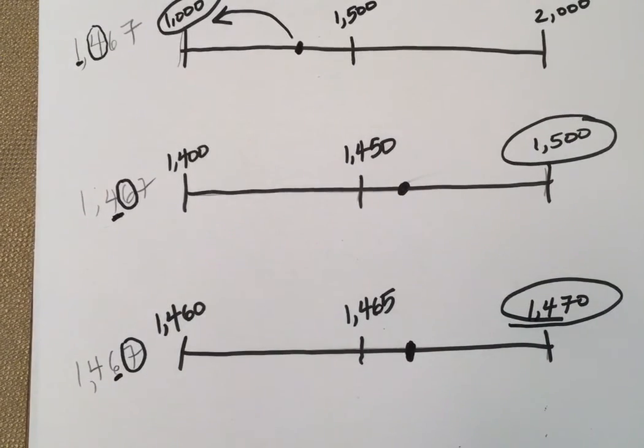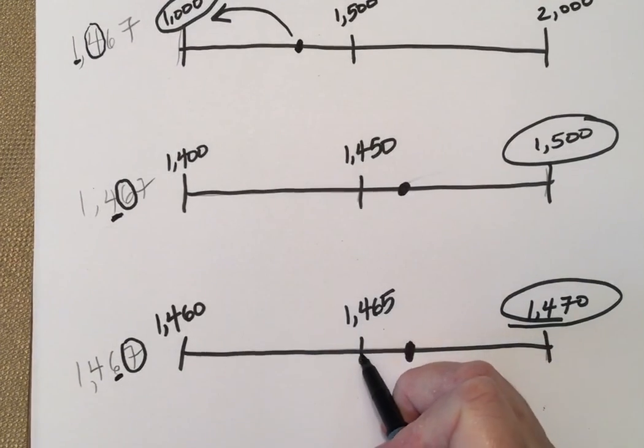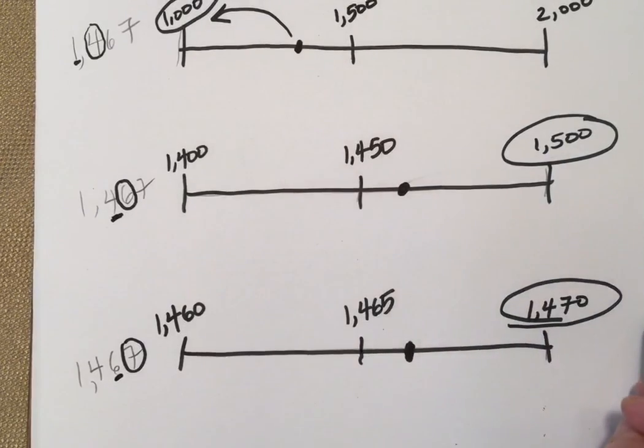All right, that's just a little overview of the rounding. Remember, if you're halfway or more, you round up. If it comes before the halfway mark, you would round down. If it's right on the halfway mark, you round up, okay?